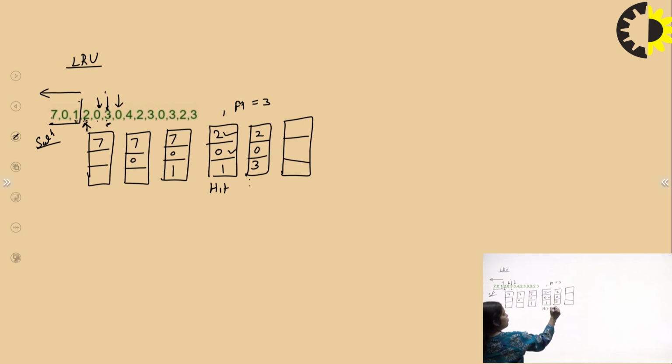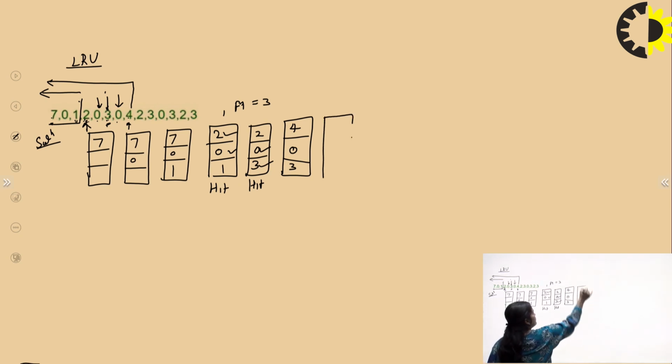And the next one is 0. 0 is already there, so you just write hit. Next is the 4. Out of 2, 0, 3, which one are you going to replace? Set the pointer here and go in the backward direction. 0 came recently, next 3 came recently, and the least recently used is 2. So you replace 2 by 4, and 0 and 3 will be written over here.